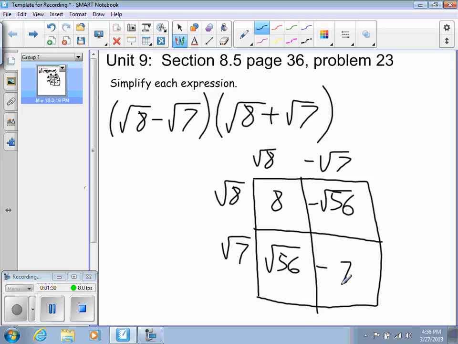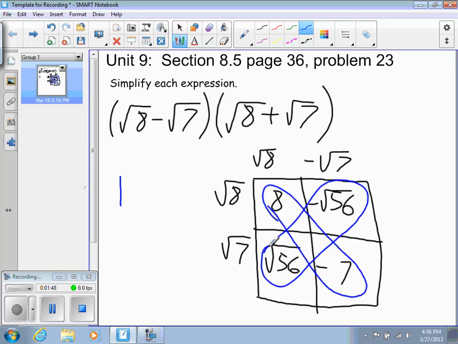Okay, so now I have like terms here that I can combine, and when I do so, 8 minus 7 is 1. And I have like terms here that I can combine, and lo and behold, they cancel out. One of them's negative, one of them's positive. Magnitude is the same. The square root of 56 minus the square root of 56 is 0. We don't need to write it. So this whole thing simplifies to 1.